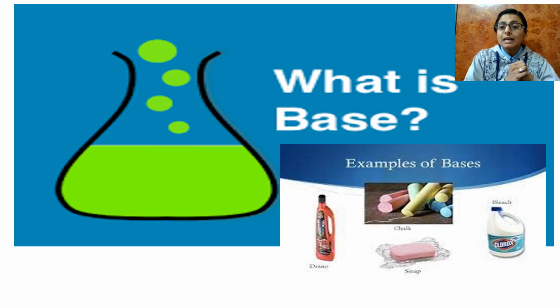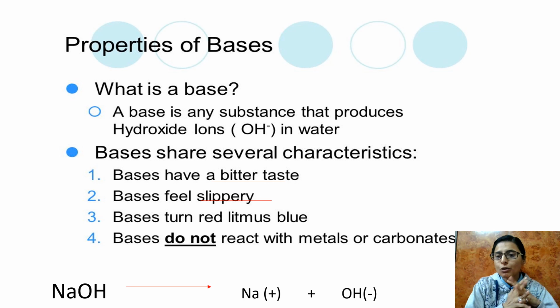Now come to the question: what is a base? In this example of bases, you can see soap and detergent. Have you ever accidentally tasted soap or detergent? What type of taste do you feel? Have you ever tasted baking soda in your kitchen? What type of taste do you feel? You feel bitter taste. It means that on one hand acids are sour in taste, and on the other hand bases are bitter in taste. So this is the basic difference between them.